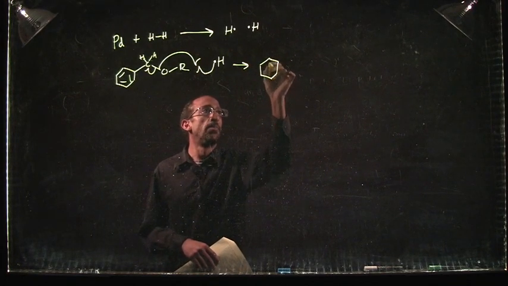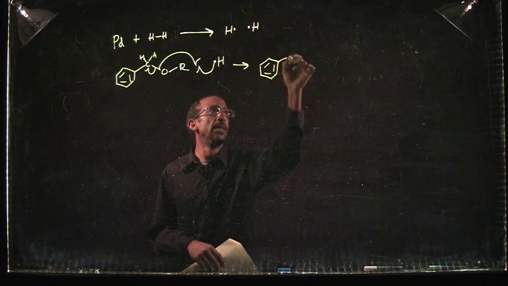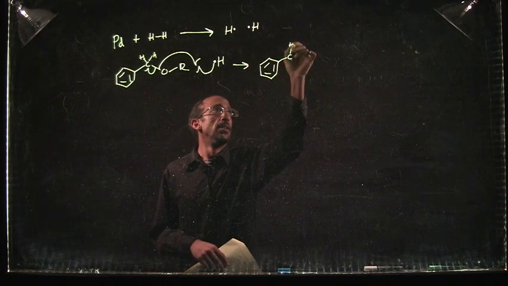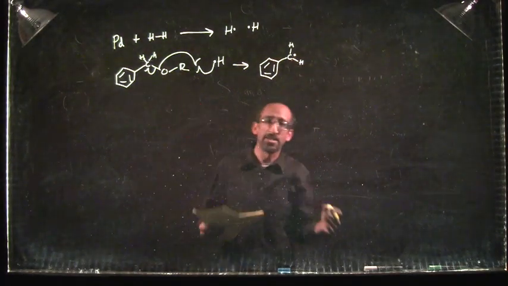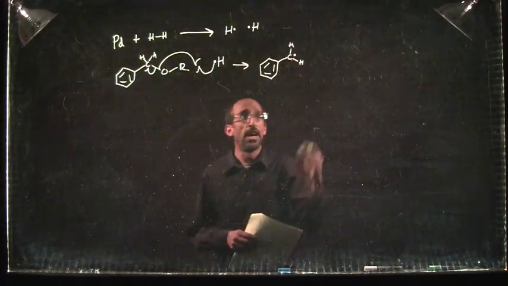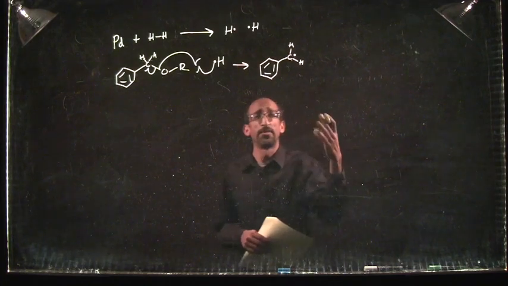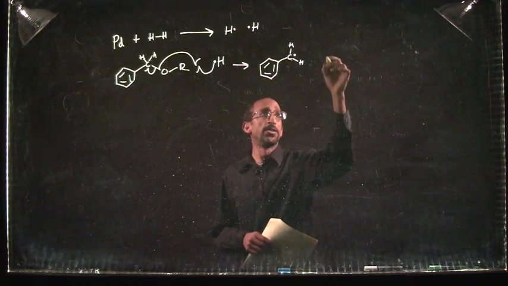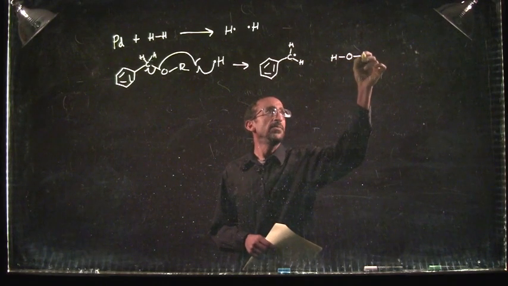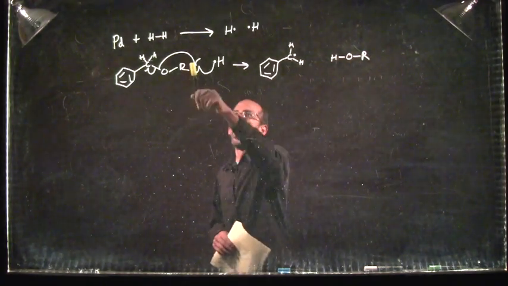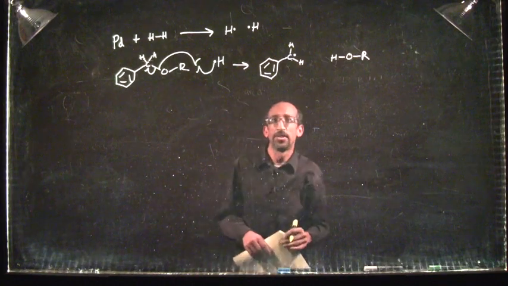And so the product of our first step is this benzylic radical. It's a resonance stabilized radical. It's very low energy in terms of our different carbon-centered radicals that we can form. And we have also formed one molecule of alcohol from the other side of our benzyl ether.